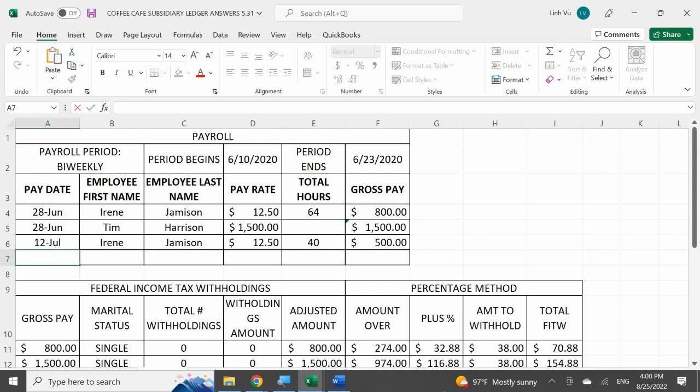So again, same thing. He's going to have the July 12th. Okay? And he's going to be Tim Harrison. And he's going to get paid half of this, right? So therefore, half, which is $750. Okay?